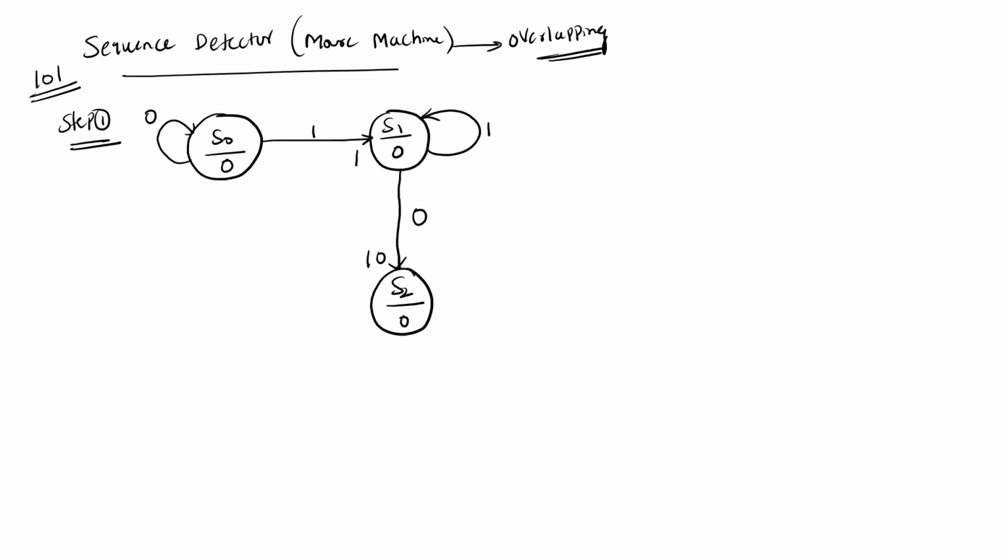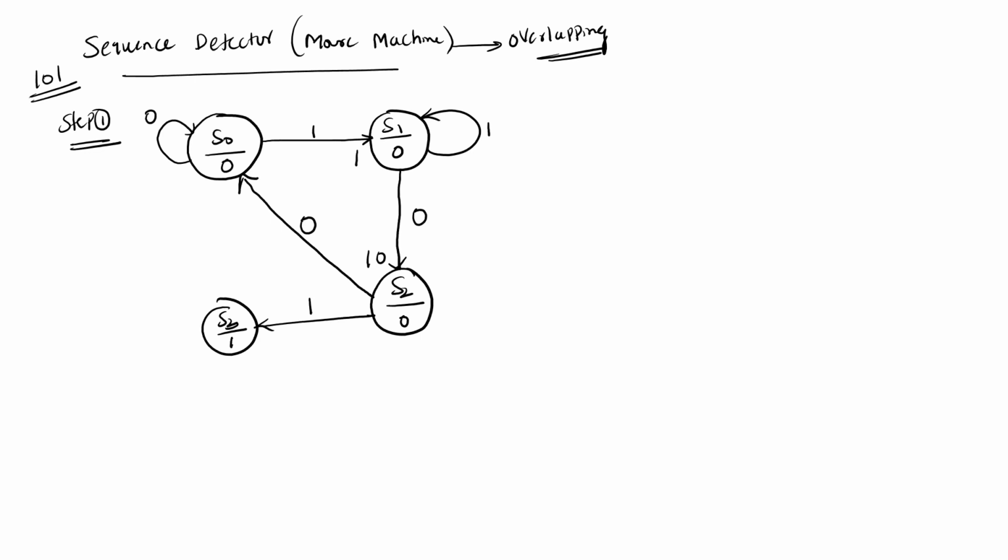At S2, I need to check for 0 and 1. If it is 0, where will it go? It will go to S0. If it is 1, I got the sequence 101, so it will go to S3, and the output is 1.